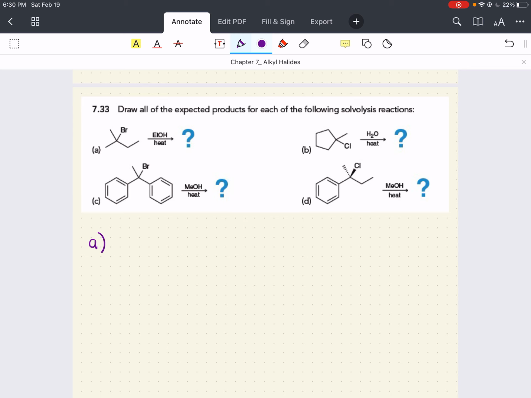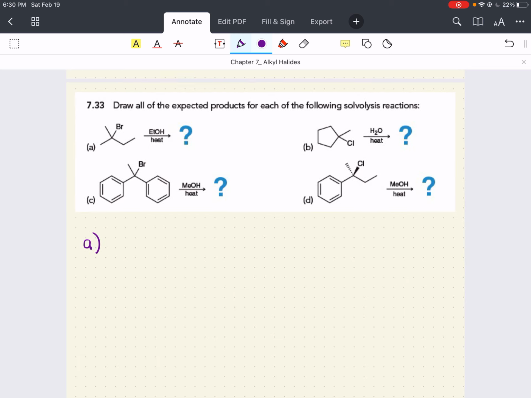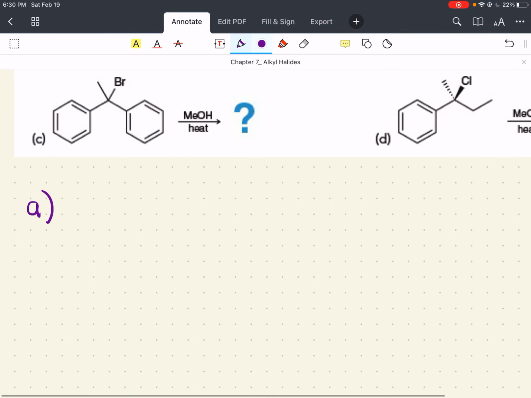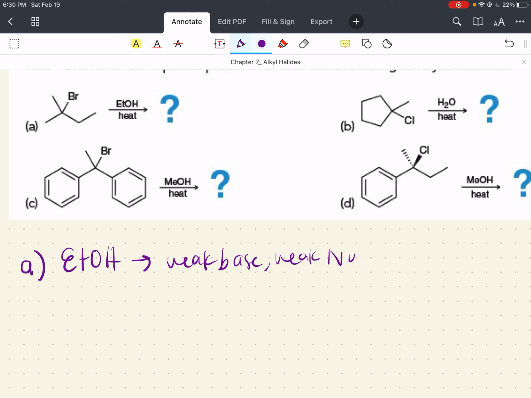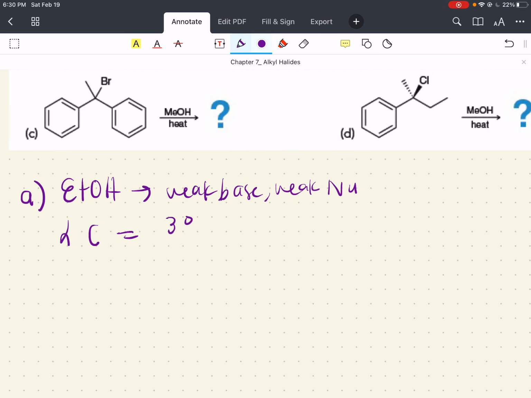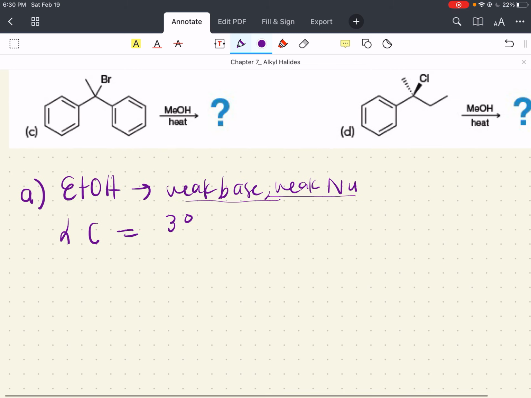So for A, we want to look at our reagent. We have ethoxide. Ethoxide is actually a weak base, weak nucleophile. Now we're going to look at the alpha carbon. It is tertiary here. Fantastic. Now, this kind of mixture, a tertiary alpha carbon with a weak base, weak nucleophile, is actually going to give you SN1 and E1. We're just going to worry about our SN1 products because we haven't talked about E1 just yet.